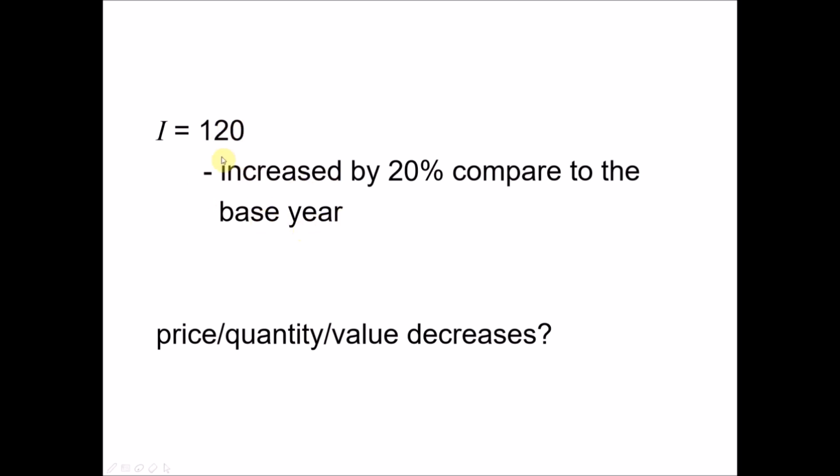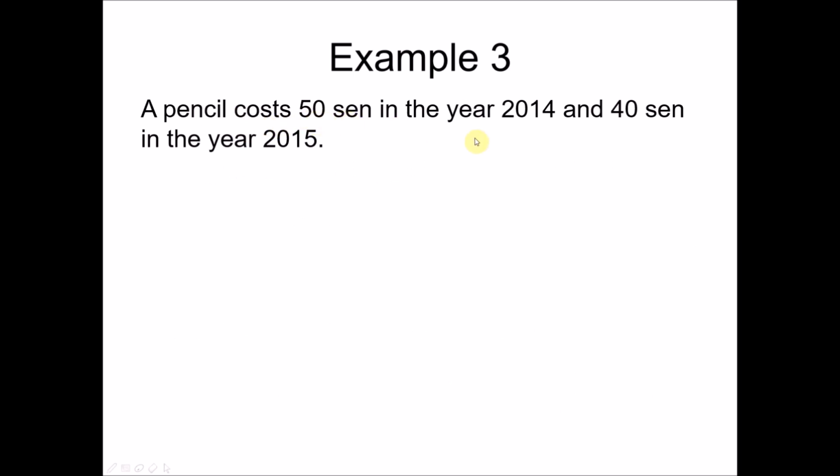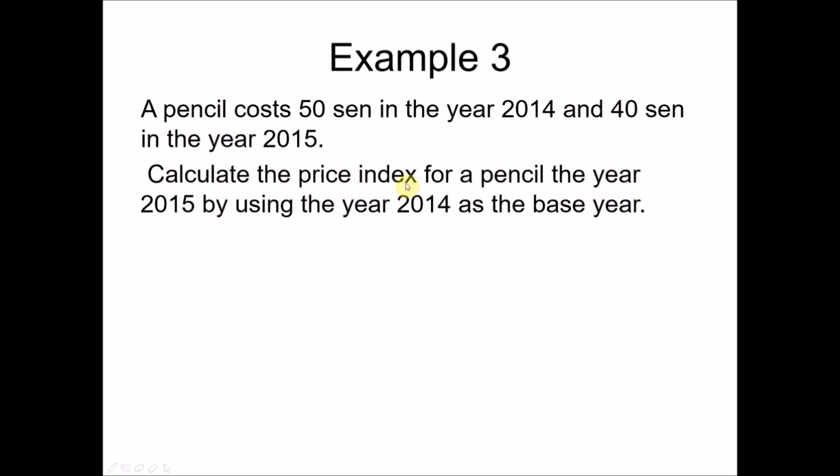But what will happen to this value? What will happen to the index number if the price or the quantity decreases? This brings us to example 3. A pencil costs 50 cents in the year 2014 and 40 cents in the year 2015. So calculate the price index for a pencil in the year 2015 using the year 2014 as the base.